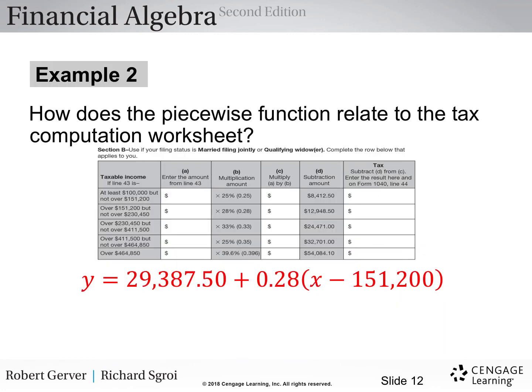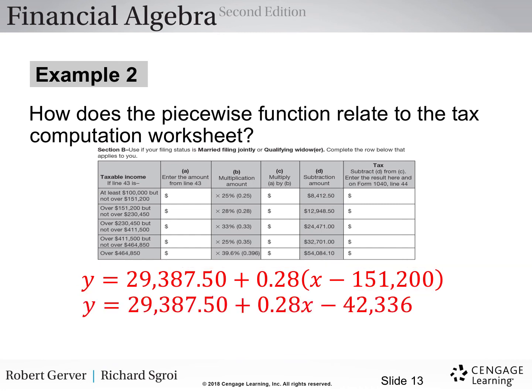So if I took that portion of the piecewise function, I would have y is equal to $29,387.50 plus 0.28 times x minus 151,200. All right, so let's simplify this. If I get rid of the parentheses, I end up with y is equal to $29,387.50 plus 0.28x minus 42,336.